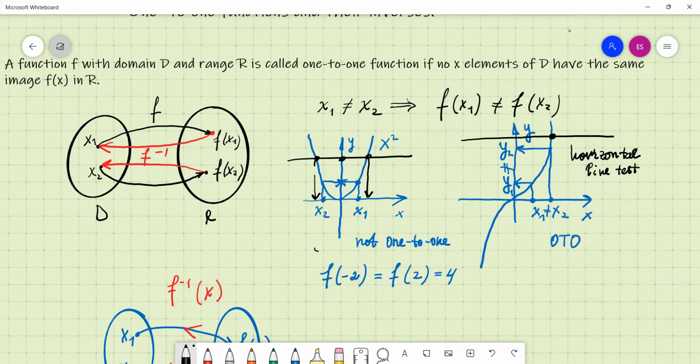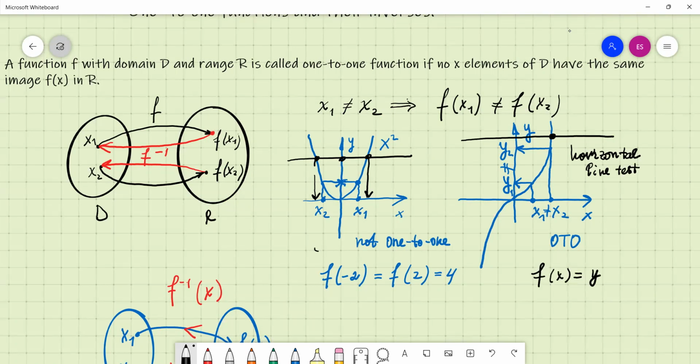So if somebody gives you a graph and they're asking, is it one-to-one or not? You just imagine the horizontal line test and check whether every horizontal line intersects your graph only once, like over here. Then it's one-to-one.